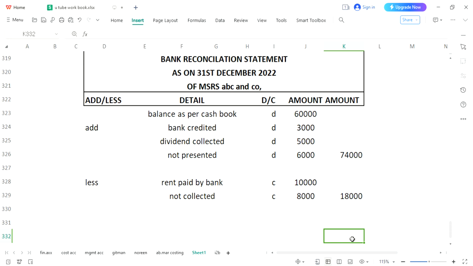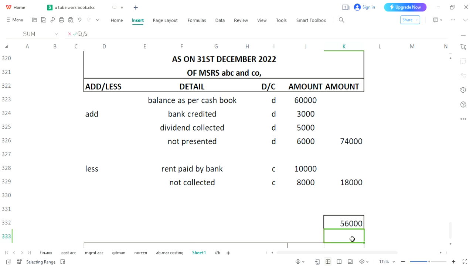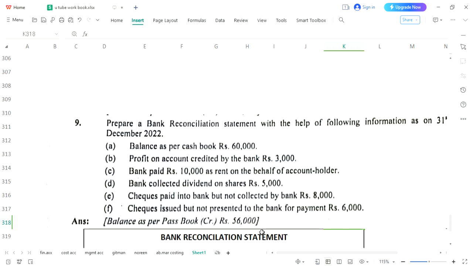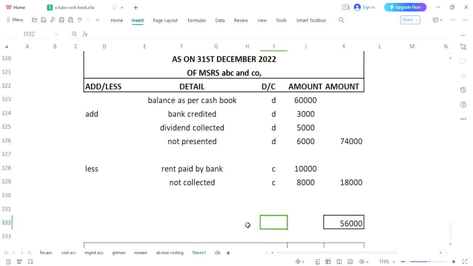Here you will take the difference of these two amounts. So sum of debit side minus sum of credit side. Here we have got the final amount 56,000. As you can see, 56,000 is mentioned over here. Here we will mention the sign of the larger amount. Look here, 74,000 and 18,000, the larger amount is debit, so you will post debit.